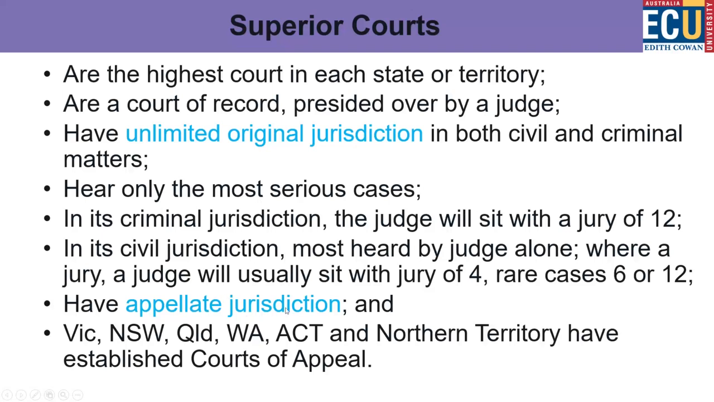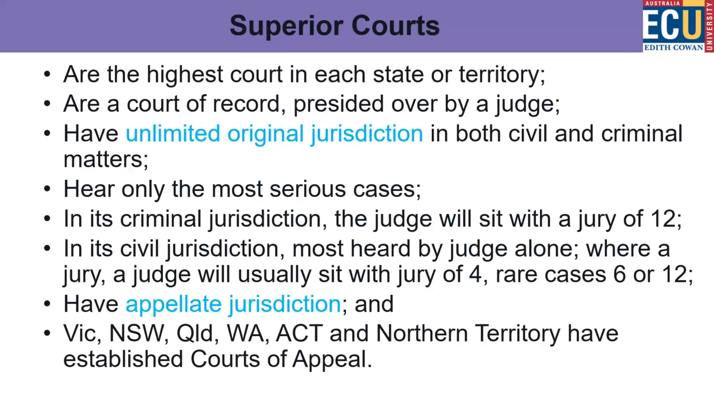This has its appeal jurisdiction as well. So in Western Australia, the Supreme Court of Western Australia, they can hear any case that was determined by the district court. If the parties are dissatisfied, they can take the matter to the Supreme Court. Victoria, New South Wales, Queensland, Western Australia, ACT and Northern Territory, they have their Supreme Courts. They enjoy the appellate jurisdiction. The other ones, Tasmania and Victoria, their Supreme Court, they do not have the appellate jurisdiction.